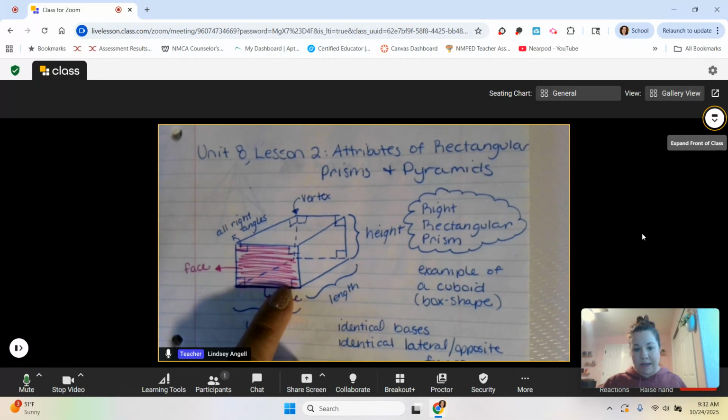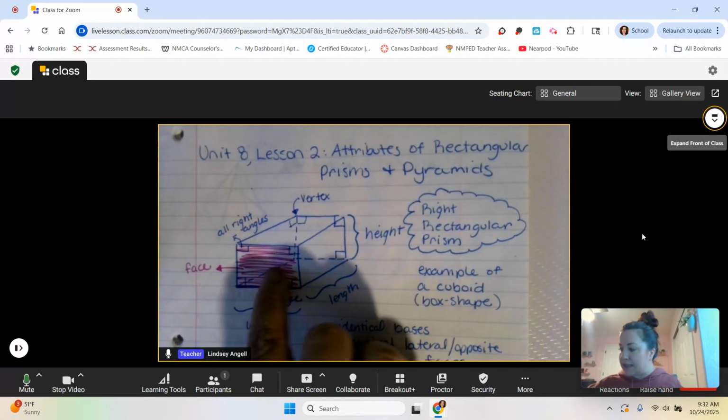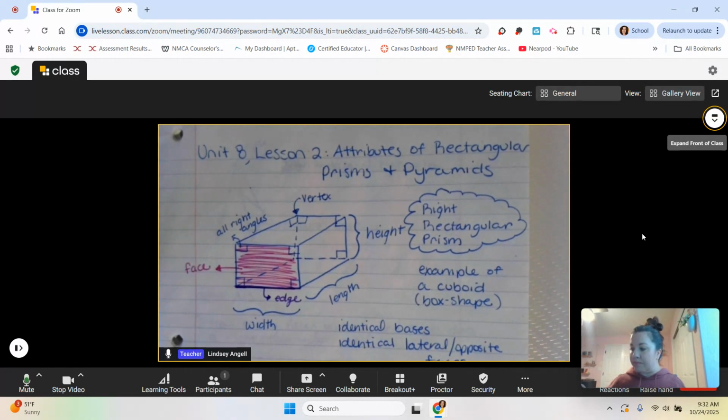This is a right rectangular prism, and that's where the bases, the opposite sides, like this side and this side, are rectangles. So that's what defines what type of prism it is. If those were triangles, it would be a triangular prism. But a right rectangular prism has six sides or faces, and they're all rectangles. I labeled one of the faces. This would be a face.